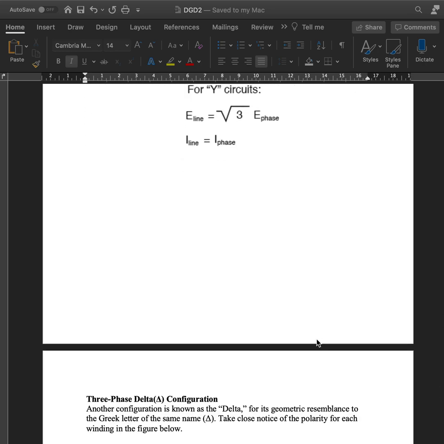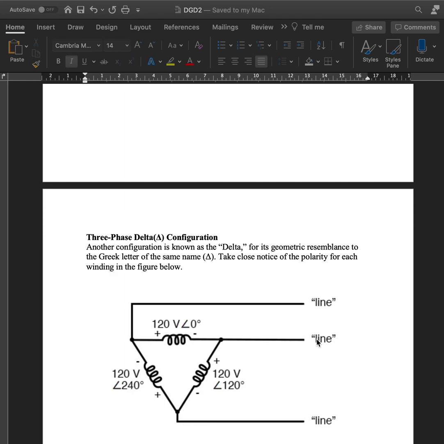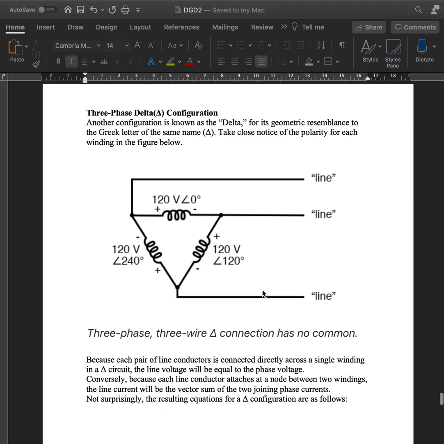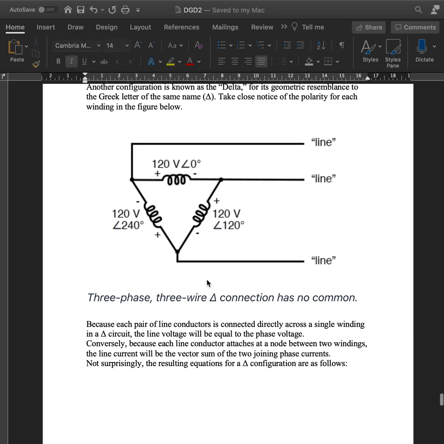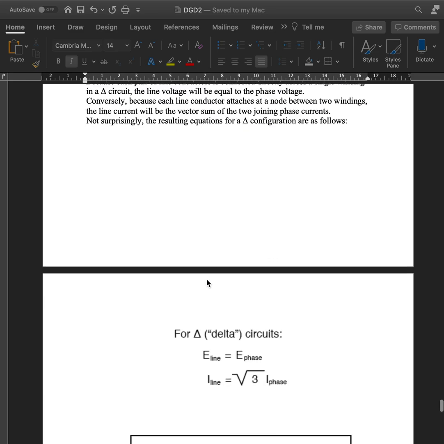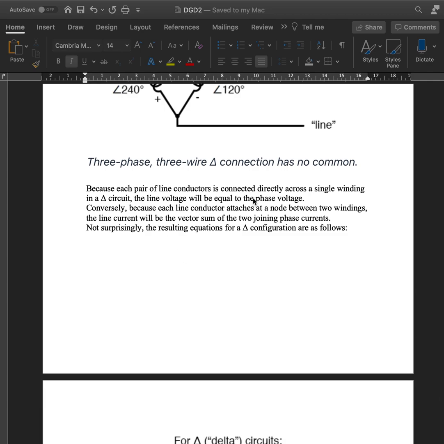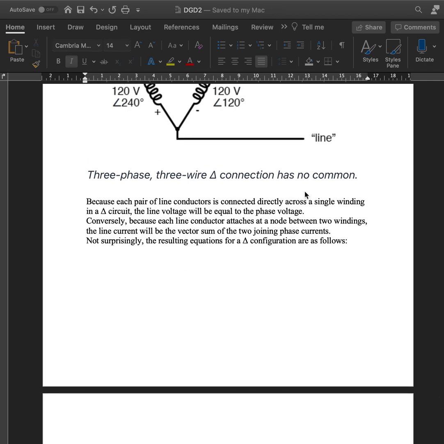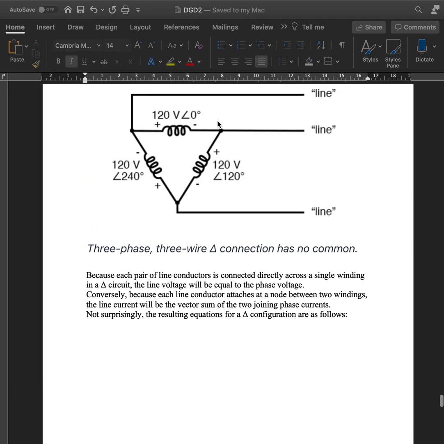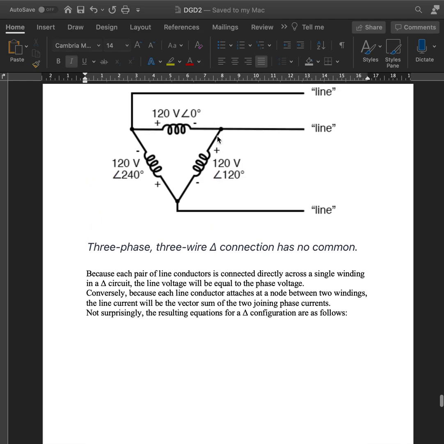However, it's opposite in the delta configuration. A delta configuration doesn't have a neutral line to begin with, and it looks like a delta, from the Greek letter, just the opposite version of it. Here, each pair of line conductors is across a single winding in a delta circuit. The line voltage will be equal to the phase voltage, as I said before. What comes in here is the same as what goes out, hence the voltage remains the same. Because of the two nodes, the line current will be a vector sum of two joined phase currents.